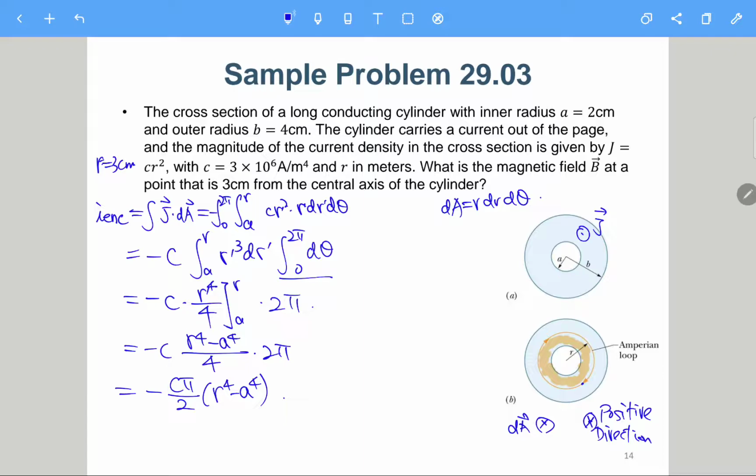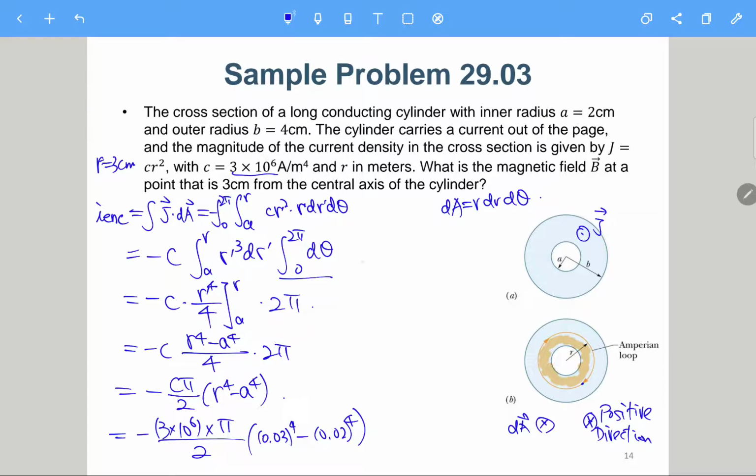So we can plug in all the values. We have C is minus 3 times 10 to the 6th power, times pi over 2, and then R is 3 centimeters, which is 0.03 to the 4th power, minus a is 2 centimeters, which is 0.02 to the 4th power.